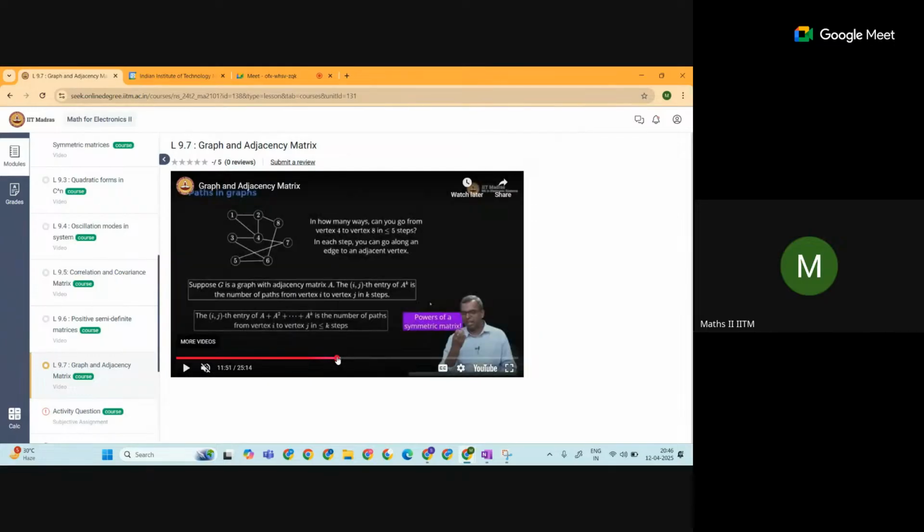So this is important: how many vertices there are, and how many paths there are. Path is already mentioned. So what is a path? Suppose this is a graph with the adjacency matrix A. The ith jth entry of A power k is the number of paths from vertex i to j in k steps. So once you have an adjacency matrix, if you multiply it two times, whatever entry you get tells you how many paths there are from i to j.